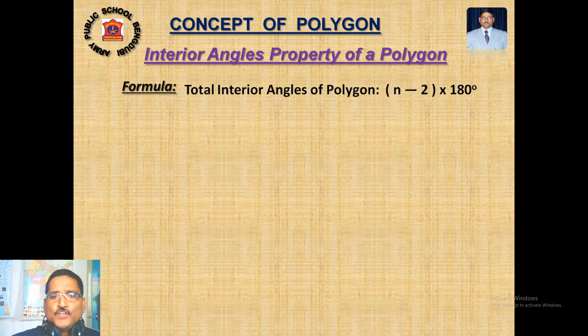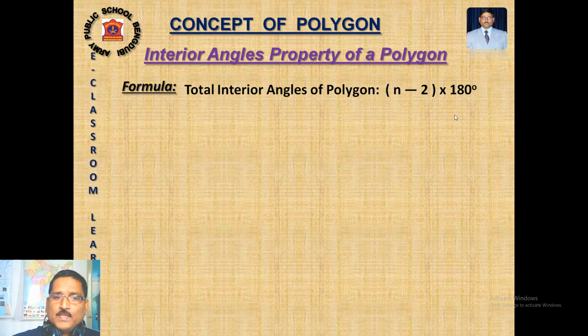Now what about the interior angles property of a polygon? The total interior angle of a polygon is (n minus 2) into 180 degrees. It may be regular, it may be irregular. N refers to the number of sides. Say a triangle: what is the number of sides? 3. 3 minus 2 is 1, 1 into 180 is 180. That's why the total interior angle of a triangle is 180.